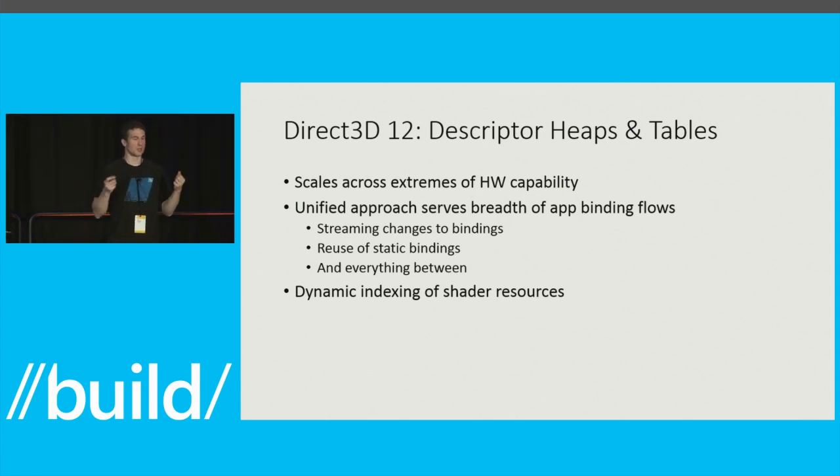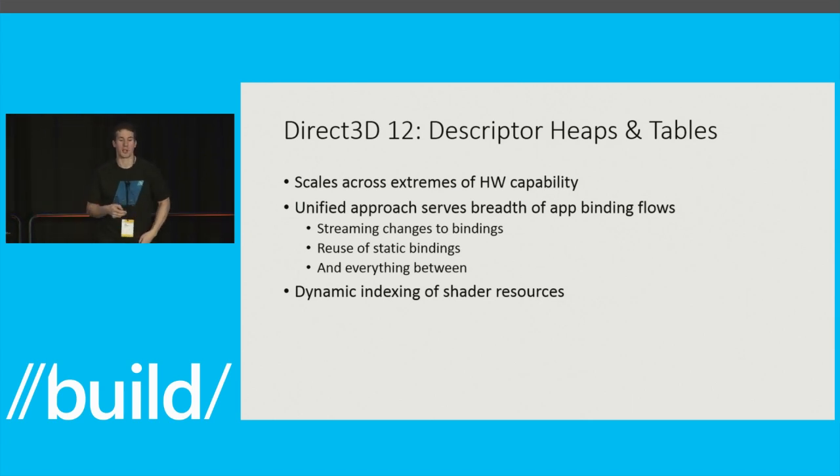This unified approach using explicit heaps and tables allows a wide variety of rendering techniques, everything from 11-style streaming updates from the CPU every single draw, to the ideal world where you can cache all the bindings up front and then just reuse them from one object to the next. In the case of in-between rendering modes, this new descriptor heap and table model allows having 2 different frequencies of update, or in fact even 4 frequencies of update, where you can cache certain sets of resource bindings and reuse those, meanwhile having a small table of things that are dynamically changing from one draw to the next.